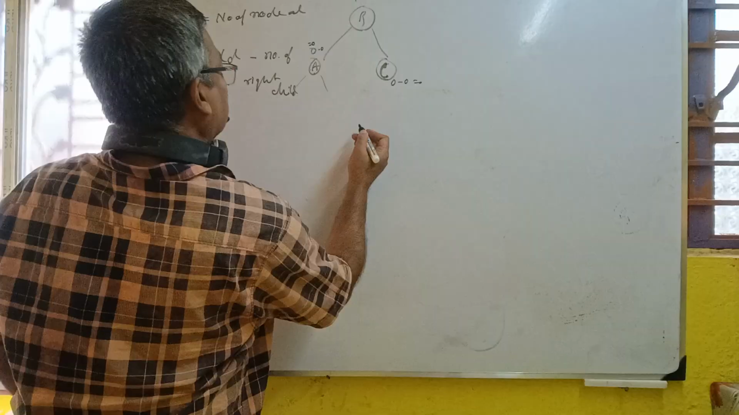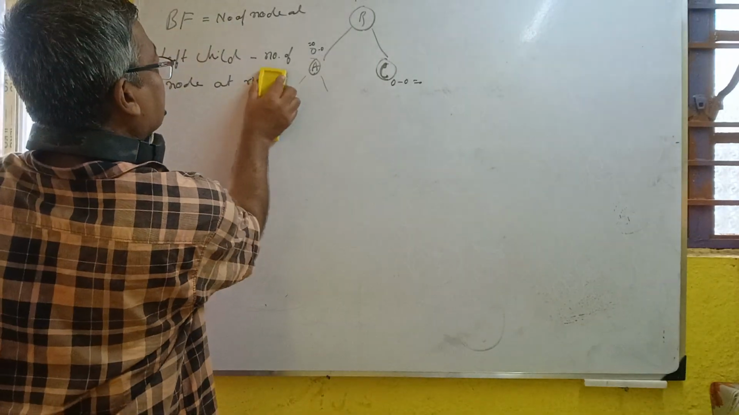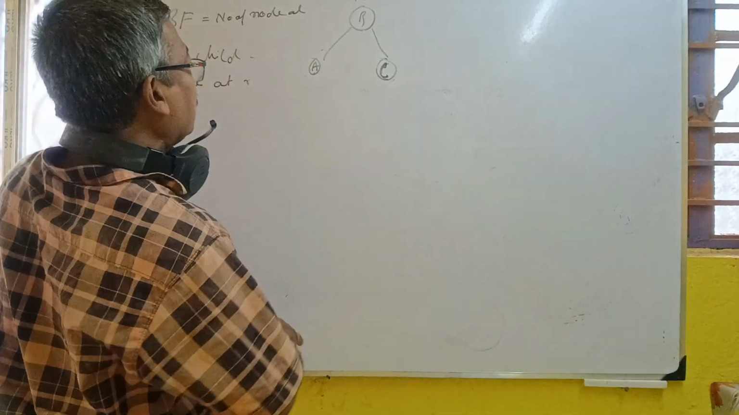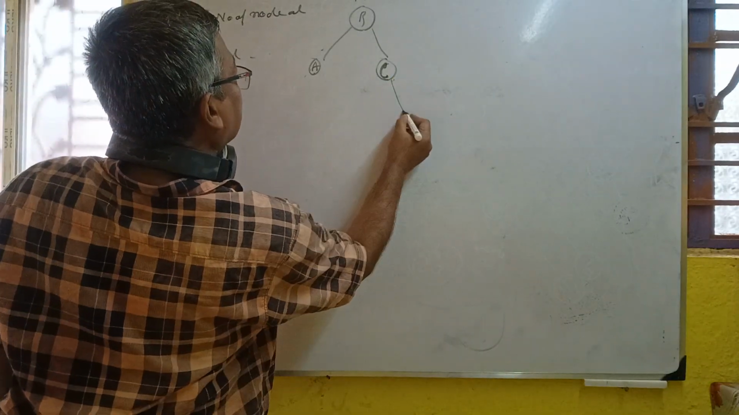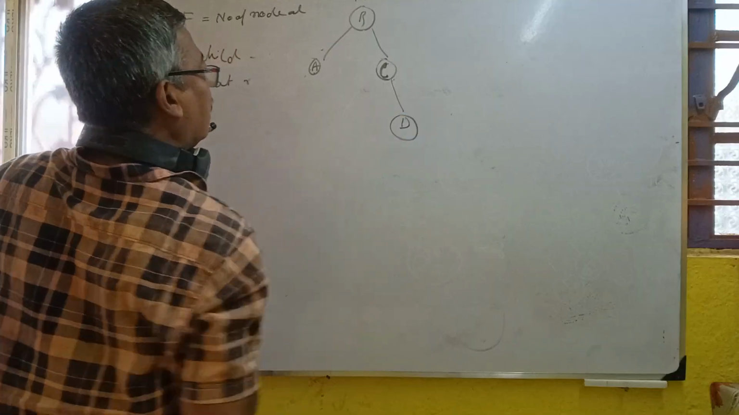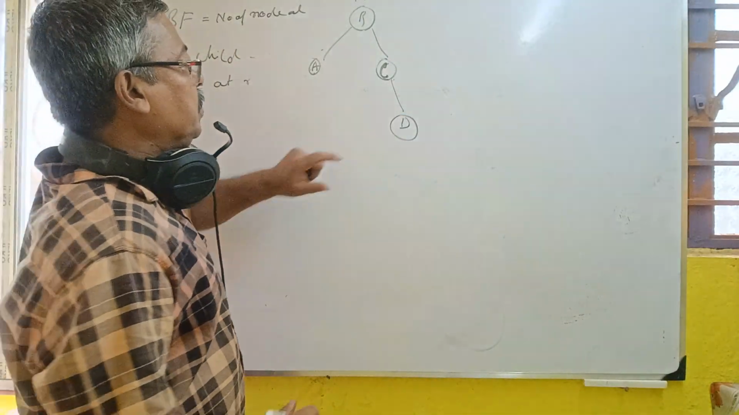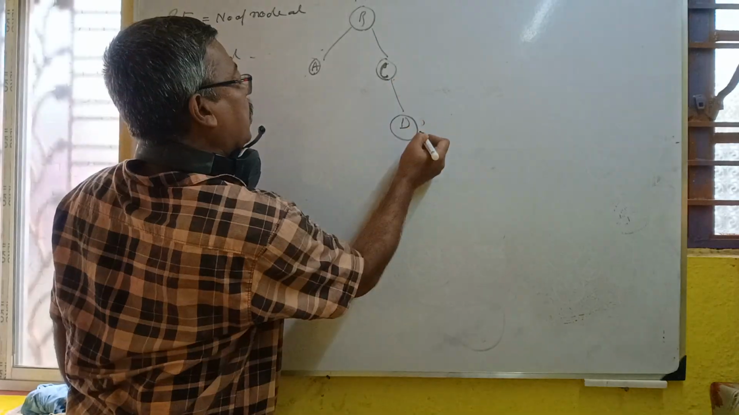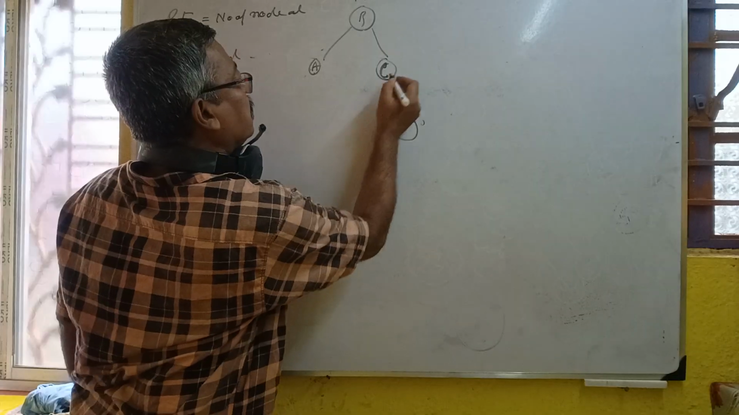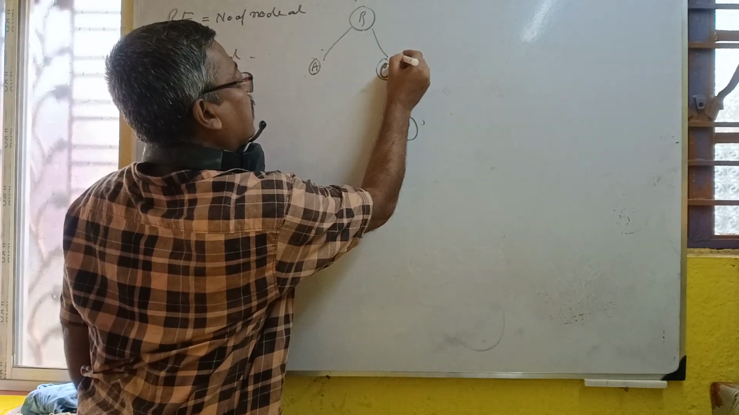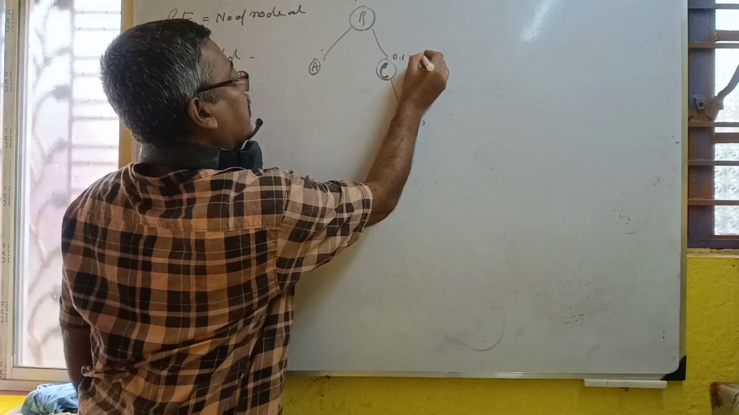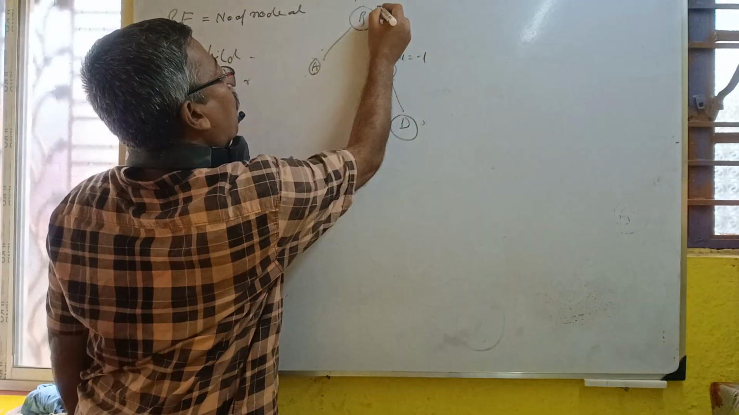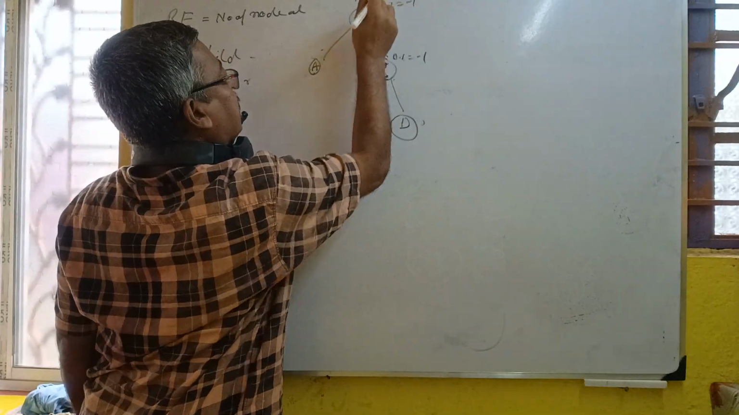But if you change the combination and add another node, suppose I am adding another node at D, what is the balance factor now? Balance factor of D is 0, as it has no left or right node. C has only a right child and no left child, so 0 minus 1, that is minus 1. And B has 1 left, 2 right, so 1 minus 2, that is minus 1.